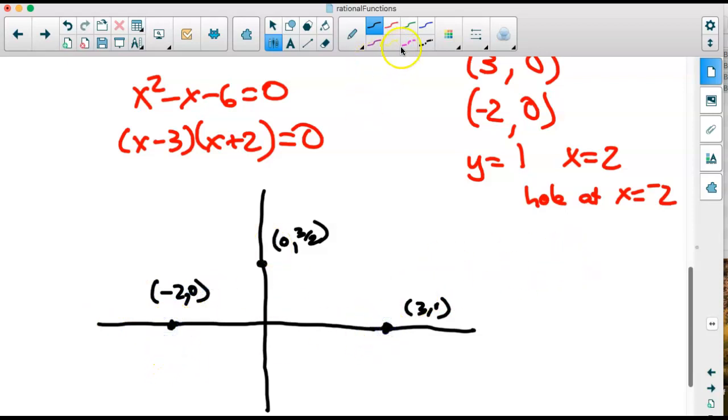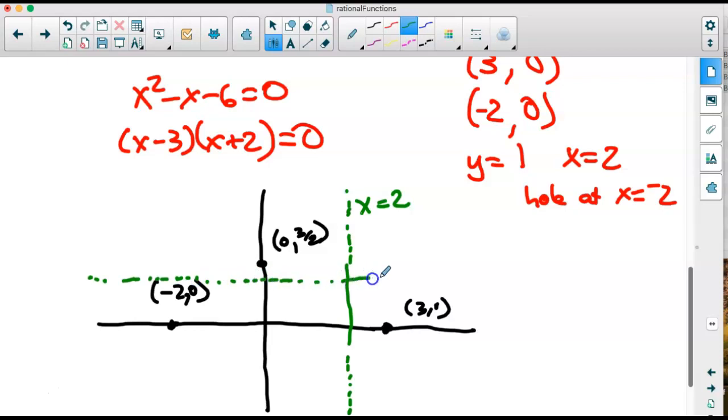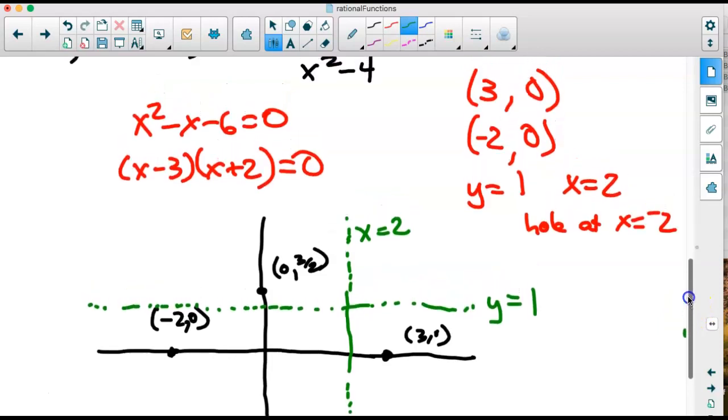I have an asymptote at 2, so at 2 right here I'm going to have an asymptote. I'm going to say that's x equals 2, and I'm going to have another one at y equals 1 right here. Y equals 1. So it looks like I have a pretty good picture of this graph, maybe.